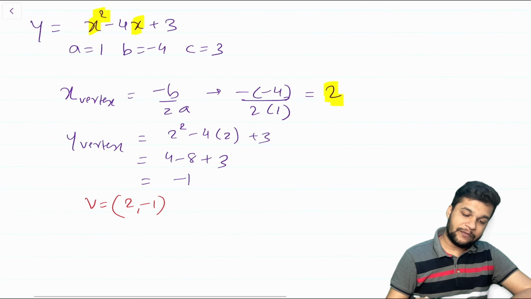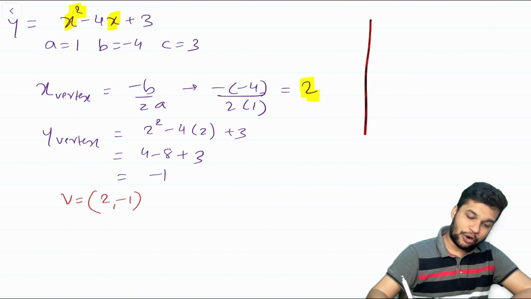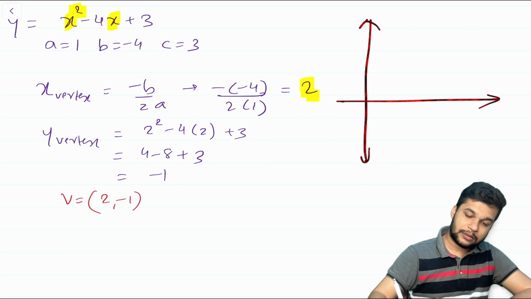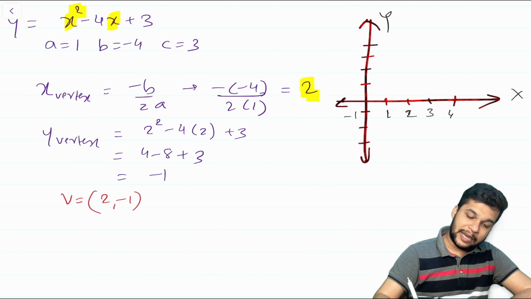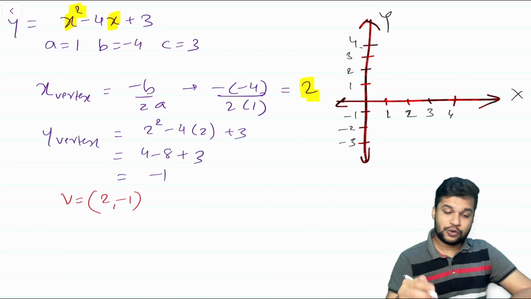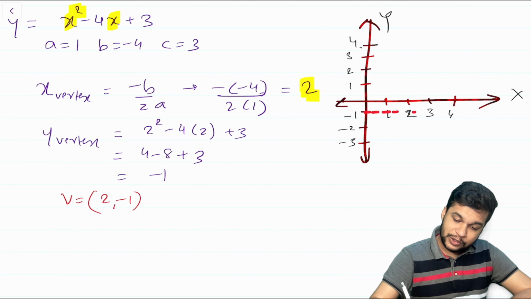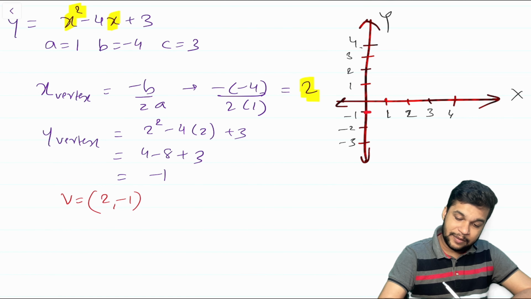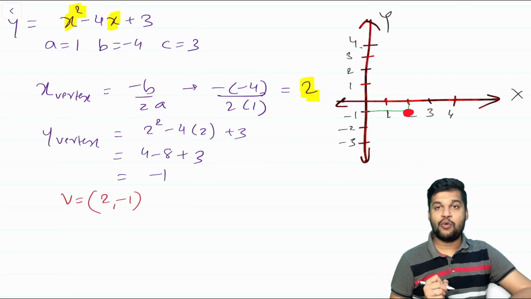Okay. So let us draw the Cartesian plane. I'll draw it here. Let me quickly label it. This is your y-axis, this is your x-axis. This is 1, 2, 3, 4, minus 1, minus 2, minus 3. So the coordinate of the vertex is 2 comma minus 1. Let's say this point over here is 2 comma negative 1.